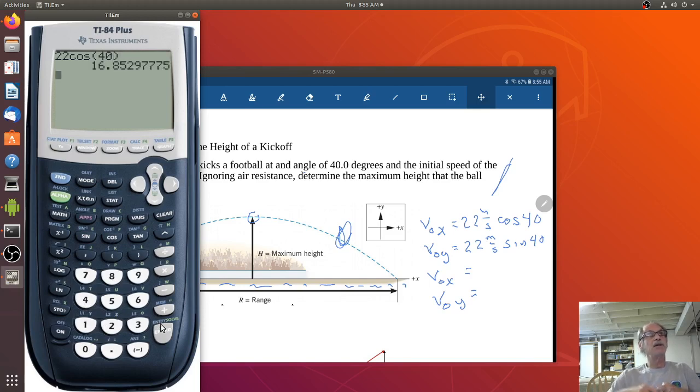And I get 16.85 meters per second. That's how fast it's initially kicked in the x horizontal direction. Then I'm going to take 22 times the sine of 40 to find out how fast it was kicked in the y direction. 14.14 meters per second. Easy enough.